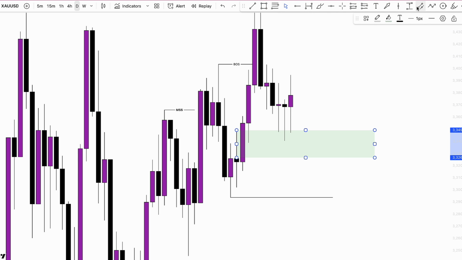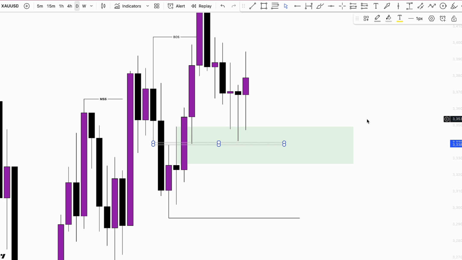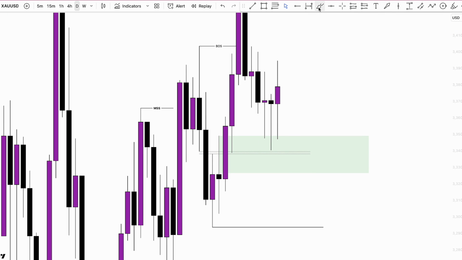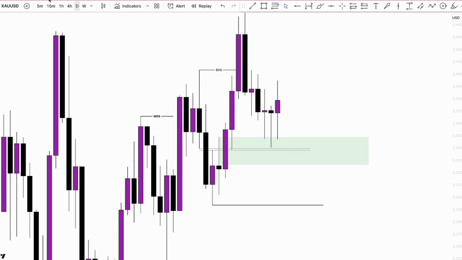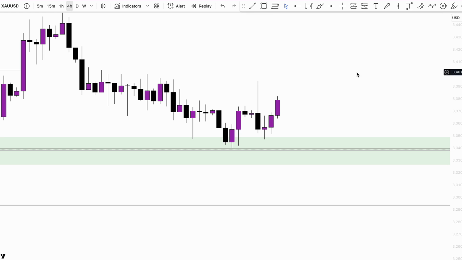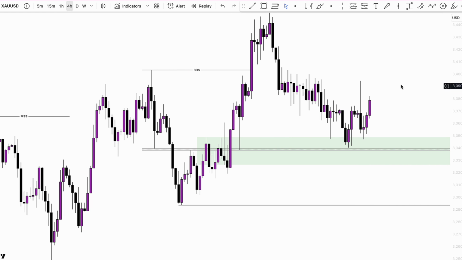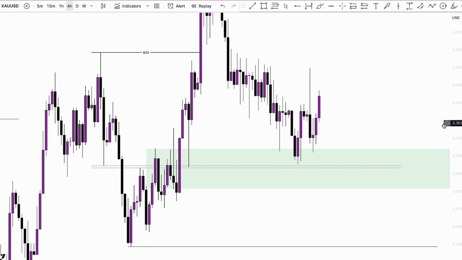But then we also have an inversion fair value gap inside this one. Even though this area did not touch it, this price tapped into the inversion fair value gap and pushed up to that level. So this area becomes a very high probability area for price to go up. So what do you do next? You go down to the 4-hour time frame and you will get the exact entry model you're looking for.